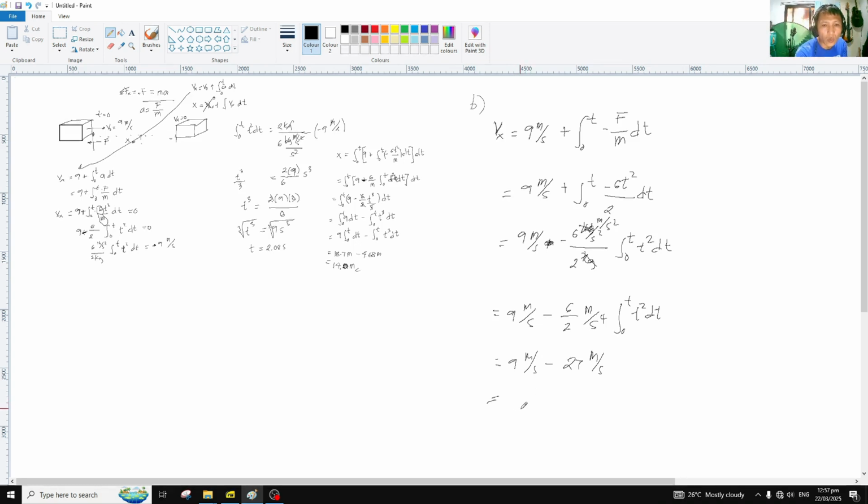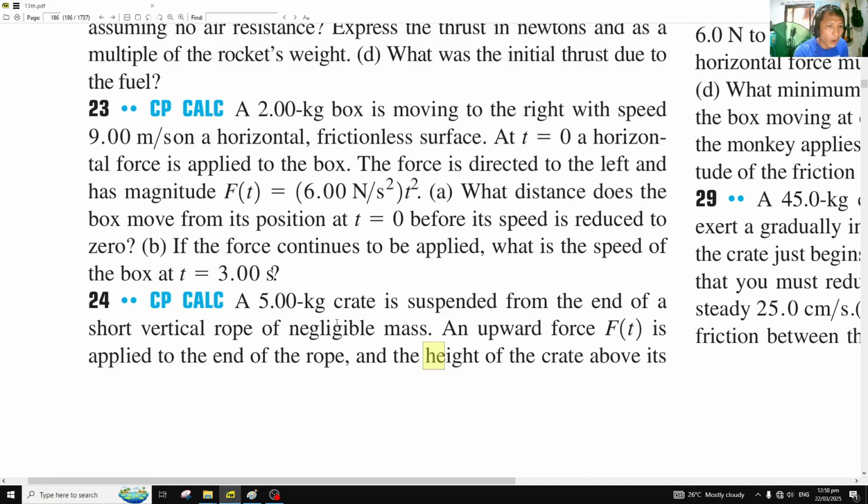That should give you how much? 21? No. 9 minus 27, 18. So that is a negative 18 meters per second. So that would be the asked velocity.